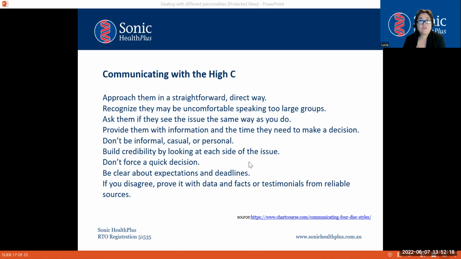Provide them with as much information as possible. Be very professional when you speak to them. Look at different sides of the issue. Okay. Look at different perspectives. Do not force them to make quick decisions, because it takes time for them, like the S's. Be very clear about your choice of words and communication, because if it's ambiguous, it just sets them off. They wouldn't want to even think about it.